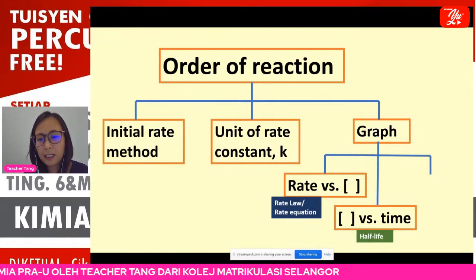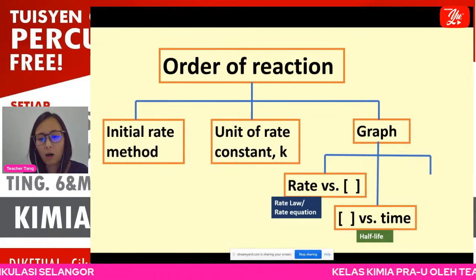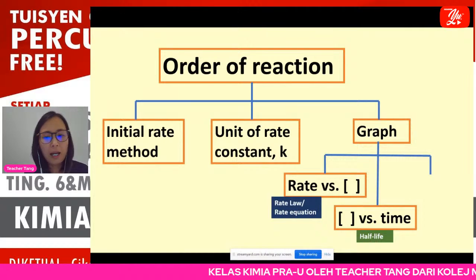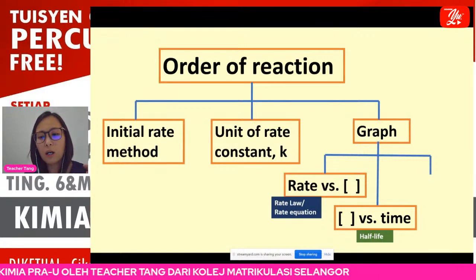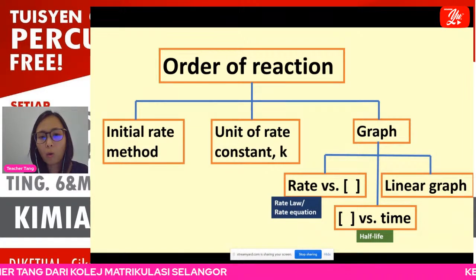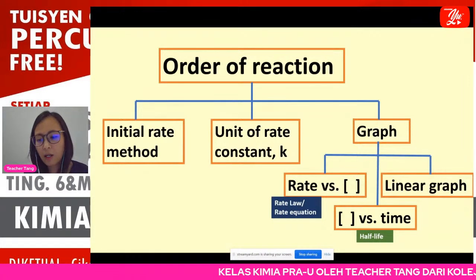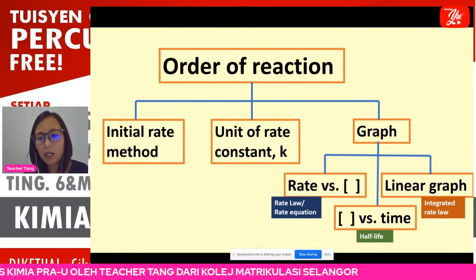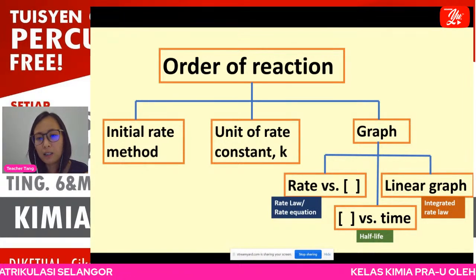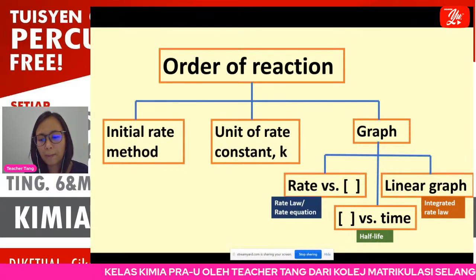From the graph of concentration of reagent versus time, we can determine the pattern of the half-life. From the pattern of the half-life, we can then determine the order of the reaction with respect to that particular reagent. Or we can also determine the order of the reaction based on the linear graph. The linear graph is based on the integrated rate law equation. The integrated rate law for different orders will have different linear graphs. From the pattern of the linear graph, we can then deduce the order of the reaction with respect to that particular reagent.